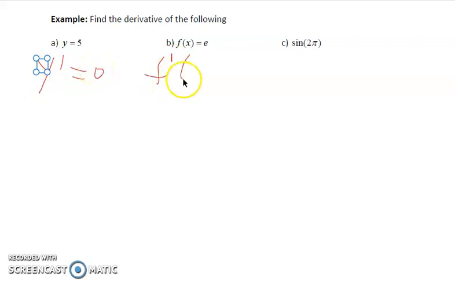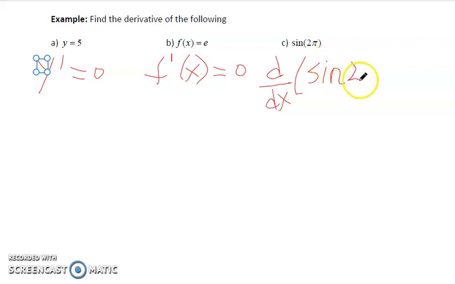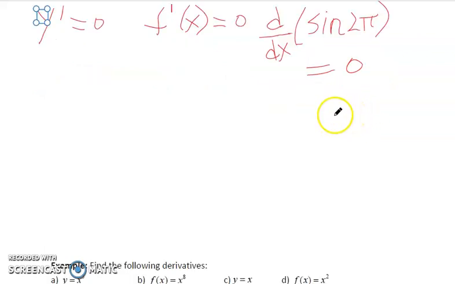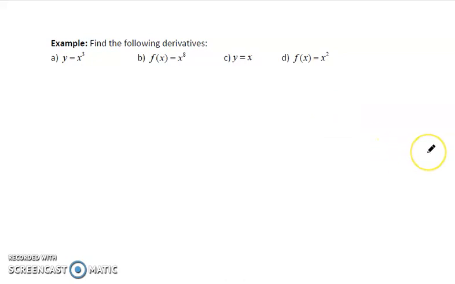f prime of x equals 0. Now you'll notice that the third example, C there, they haven't actually written that using function notation. They don't have y equals, they don't have f of x equals, they just have a term, sine of 2 pi. So one way you can show that you're taking the derivative of that would be d dx, and then in your brackets, sine 2 pi, like so, and of course now the answer, because again it's just a constant, you just get a 0.